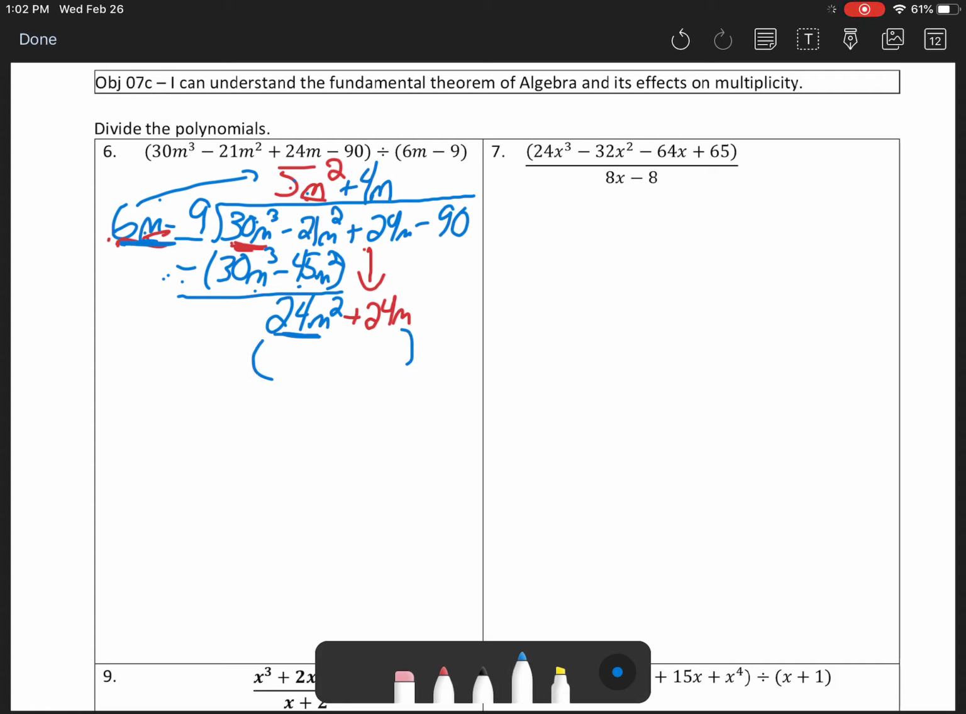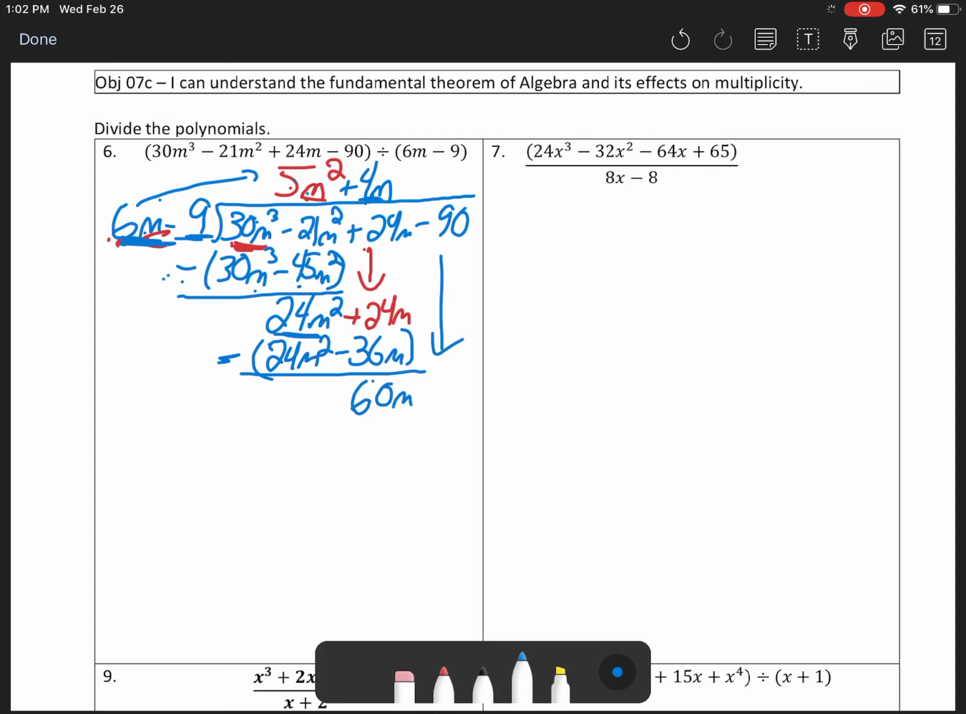Okay, so underneath, I'm going to subtract. All right, and I'm going to multiply this out. 6m times 4m, of course, is our 24m squared. That's what we were looking for. And then negative 9 times 4m is going to be negative 36m. Okay. So I subtract these. 24 minus 24 is 0. 24 minus negative 36 is 24 plus 36, which is going to give me 60m.